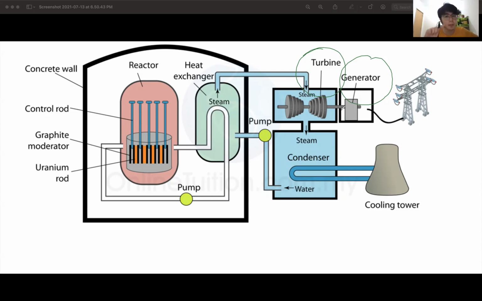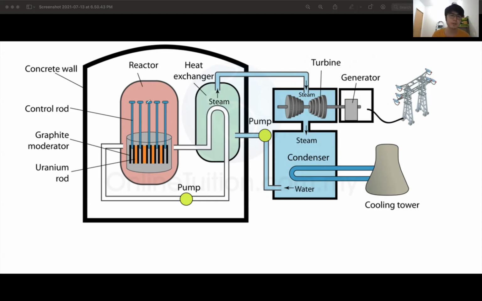And you have already learned about the generator. What is inside a generator? Magnets and many coils of wire. When the magnet rotates, it cuts the wire, then you get electricity. So the source comes from this one, the radioactive material.